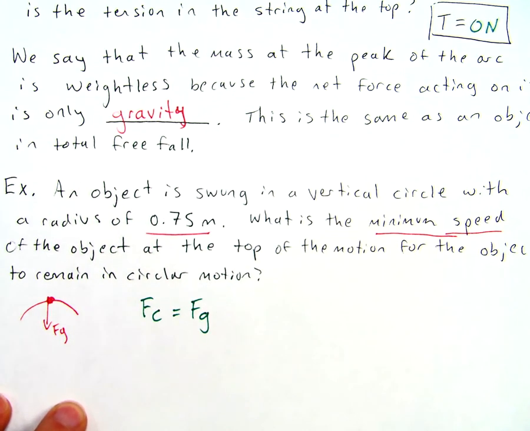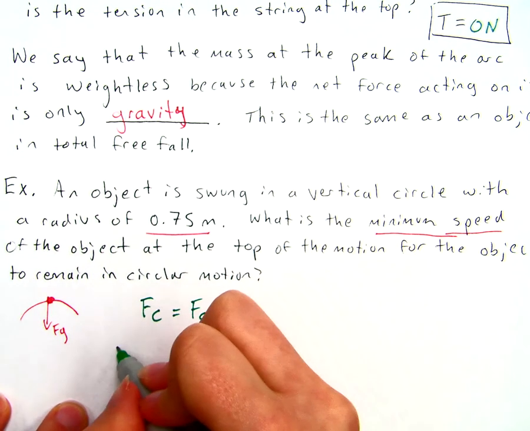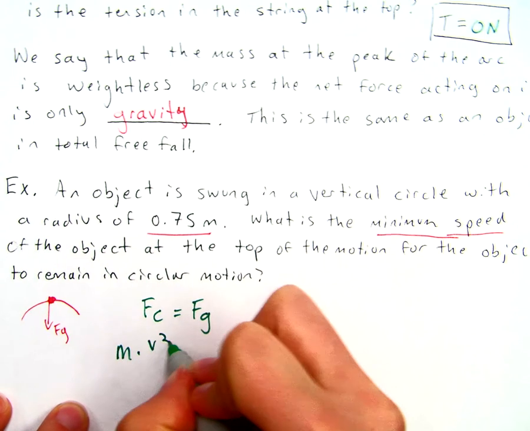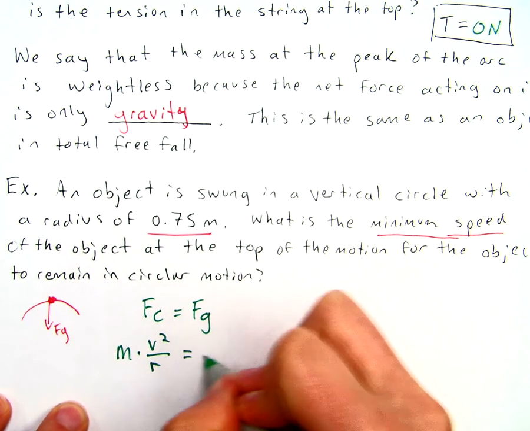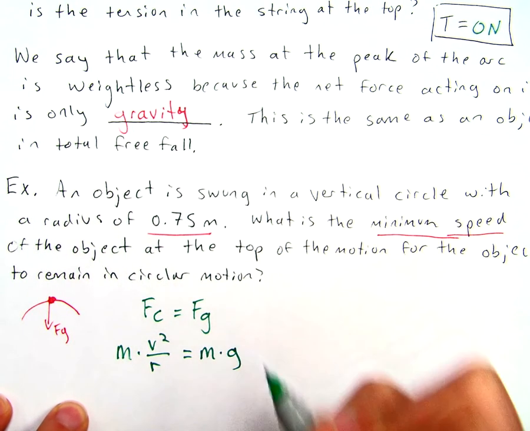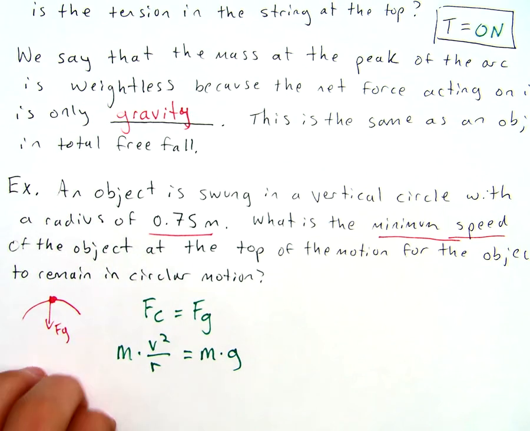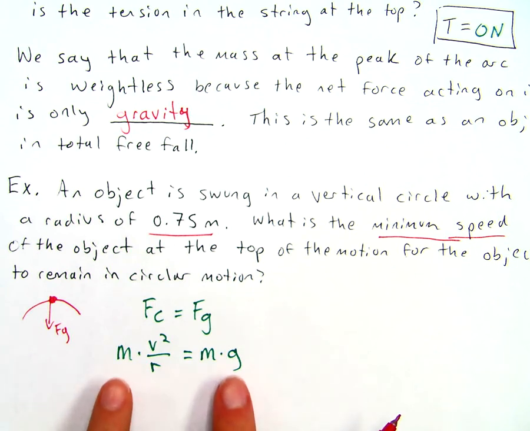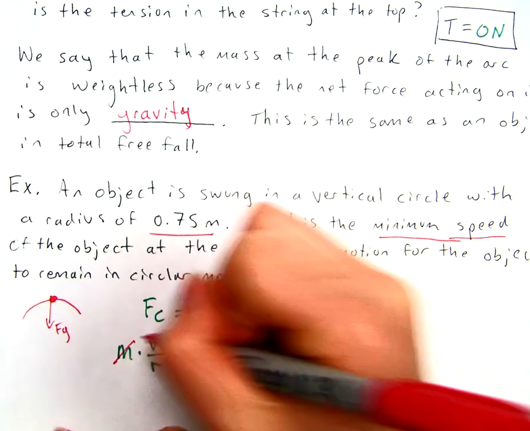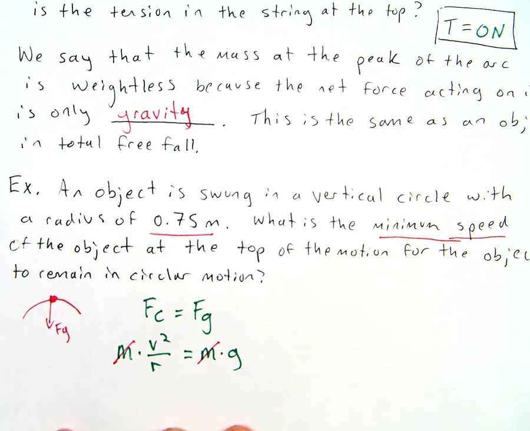Okay? So let's plug in what we know. We know that F of c is m times v squared over r, and that's equal to mass times gravity for F of g. Now I wanted to do this first to show you something before we wrote out our knowns and unknowns. Looking here, what cancels out? Your masses. This does not depend on your mass. Okay? We said before that acceleration doesn't depend on your mass, and here's another case where that is true.